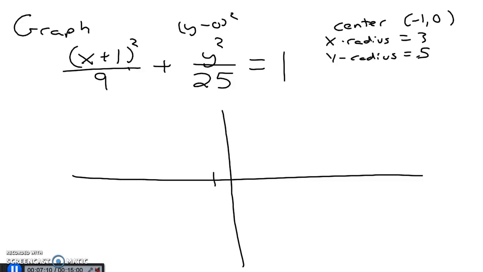Now, (-1, 0) is this point right here. That's the center. The x radius is 3, which means we can go 3 to the left and 3 to the right. The y radius is 5, so we can go up and down 5. Up 5 and down 5. And then we can draw this ellipse.